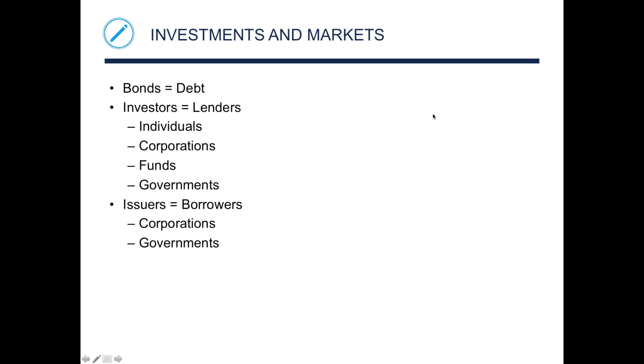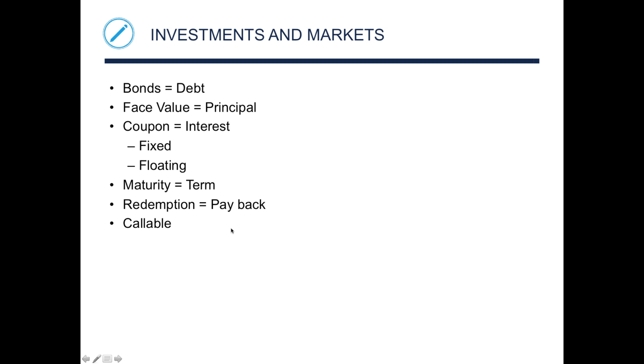Okay, investments in markets. Bonds equal debt. Investors are lenders, which can be individuals, corporations, funds, and governments. Issuers are borrowers, and they can be corporations or governments. Okay, so when it comes to bonds, face value equals the principal. A coupon is the interest, which can be fixed or floating.